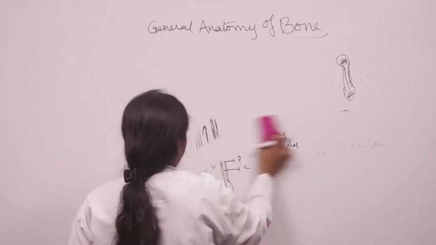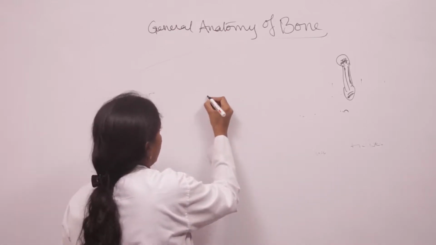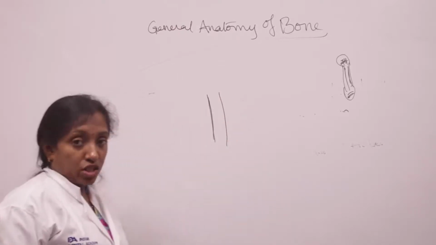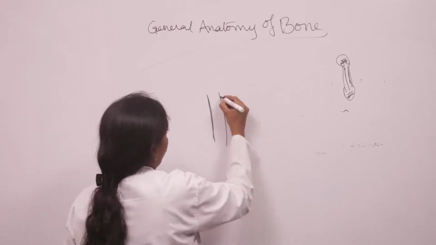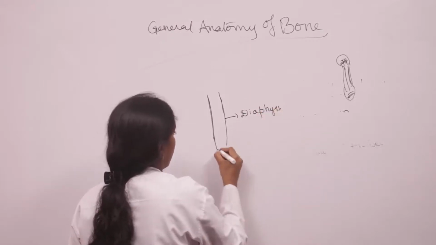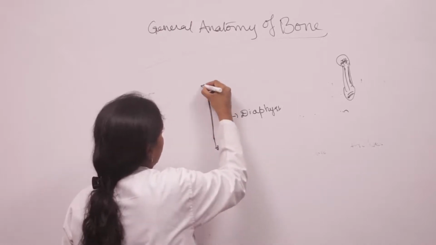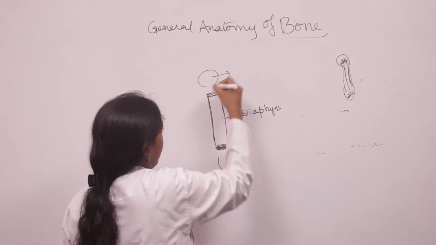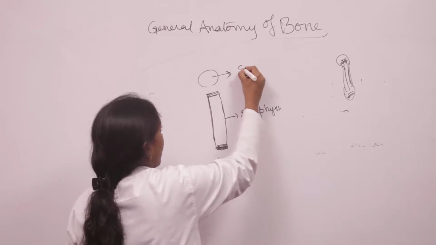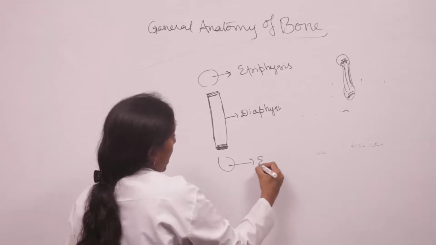Coming to the long bone, we know that it consists of a shaft, and this shaft is developed from the primary ossification center. We call this shaft the diaphysis. The part of the bone which is developed from the secondary ossification center, we call the epiphysis.